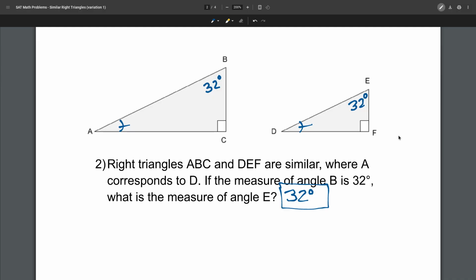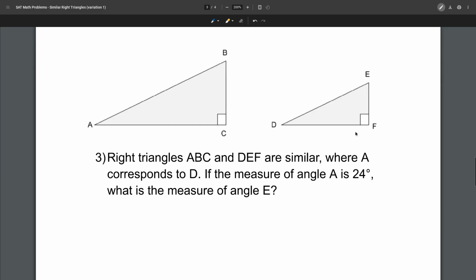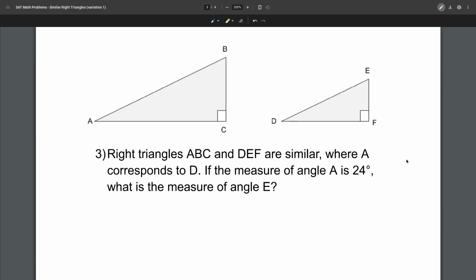Okay, let's keep going. All right, pause the video now if you need to. Okay, number three, right triangles ABC and DEF are similar, where A corresponds to D. If the measure of angle A is 24 degrees, what is the measure of angle E? Well, again, D is going to be 24 degrees.